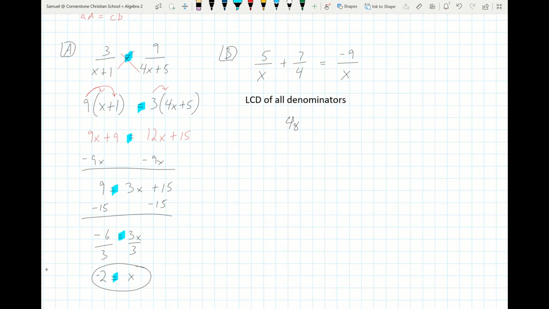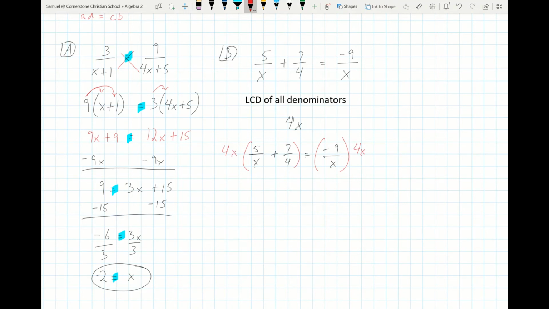And so now I am going to multiply both sides of the equation. So if I have 5 over x plus 7 over 4 is equal to negative 9 over x. And since it's an equation, I can multiply both sides by just one thing. Remember, when we're trying to get common denominators, we're just multiplying fractions by 1 technically. You're multiplying by x over x or 4x over 4x. In this case, I can just multiply both sides by 4x, and I'm actually going to split this up into two different pieces.